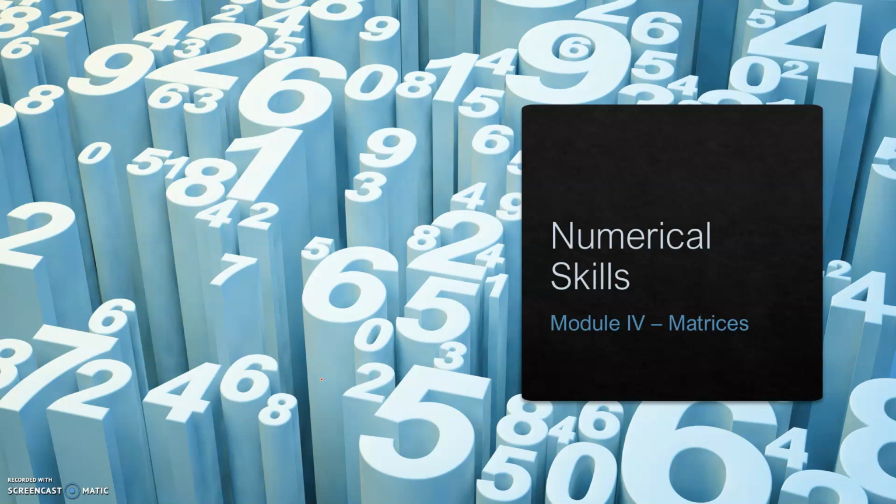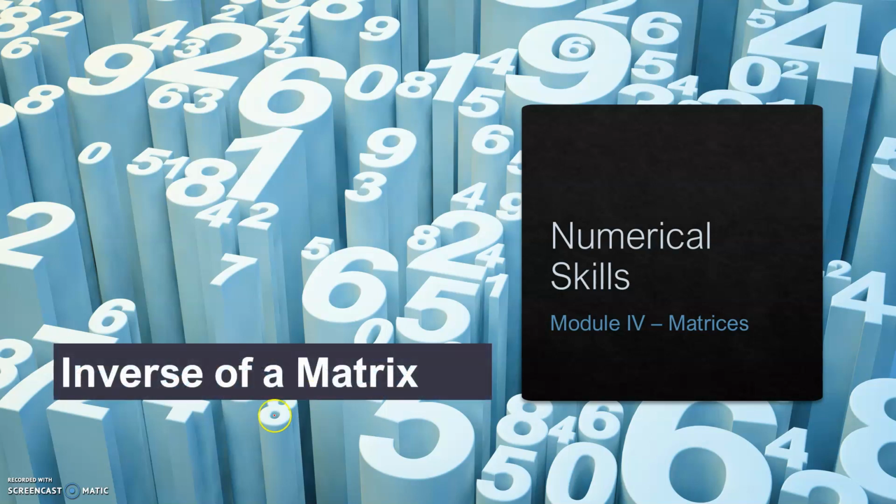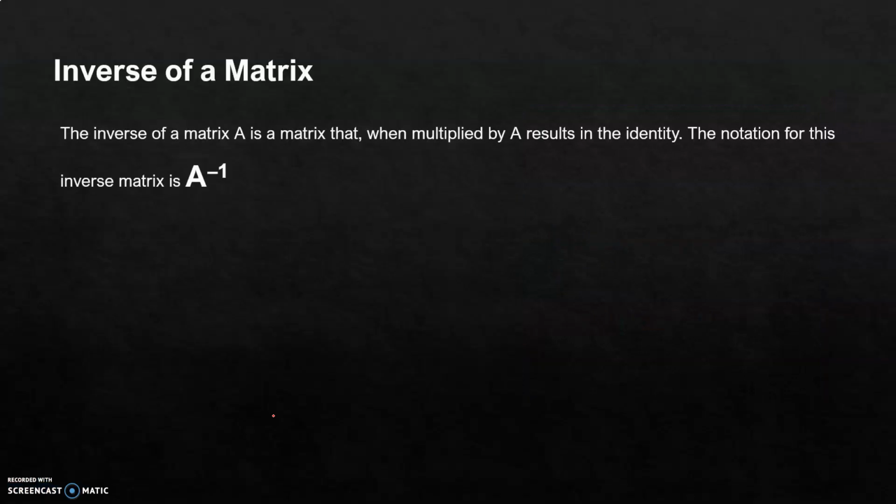Our topic for today is the inverse of a matrix. It's a new topic. Let us check what it means: the inverse of a matrix and how to calculate it. The inverse of a matrix is a matrix that, when multiplied by the given matrix A, gives the identity.